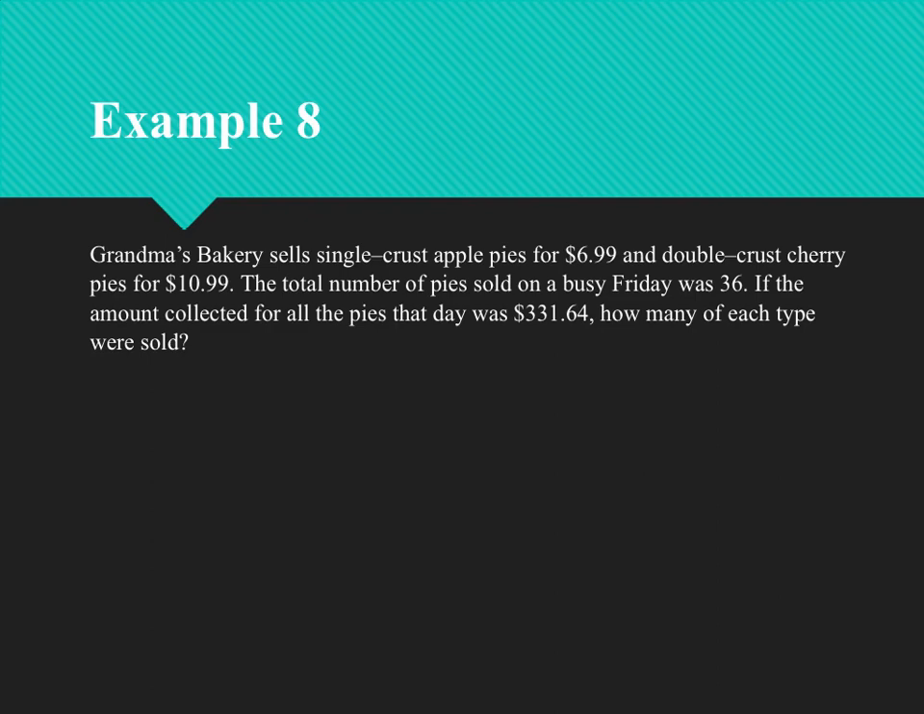Example 8, Grandma's Bakery sells single crust apple pies for $6.99 and double crust cherry pies for $10.99. The total number of pies sold on a busy Friday was 36. If the amount collected for all the pies was $331.64, how many of each type were sold? So we know that we're looking at 2 different types of pies. I'm going to say that x is going to equal the apple pies and y is going to equal the cherry pies.